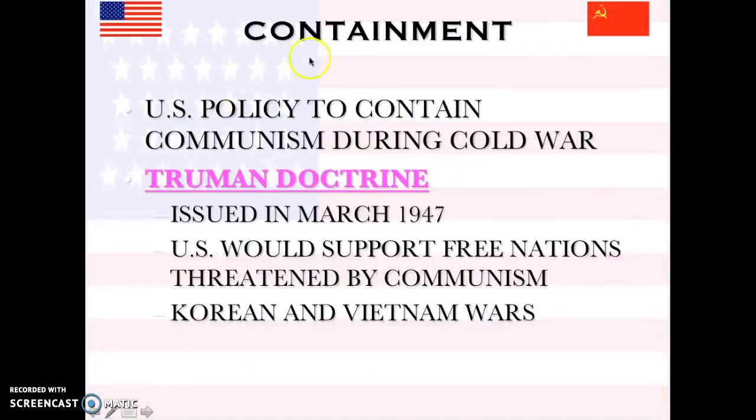All right, which leads us to containment. It's a U.S. policy to contain communism during the Cold War. So Truman, our president of this PowerPoint, issued this in March 1947, and he said he would support free nations threatened by communism. And both Korea and Vietnam wars were because of the Truman Doctrine.